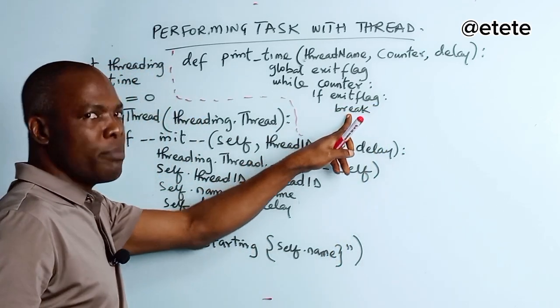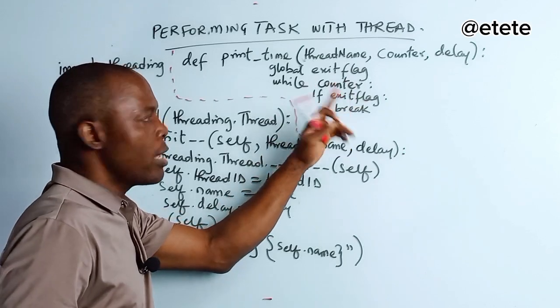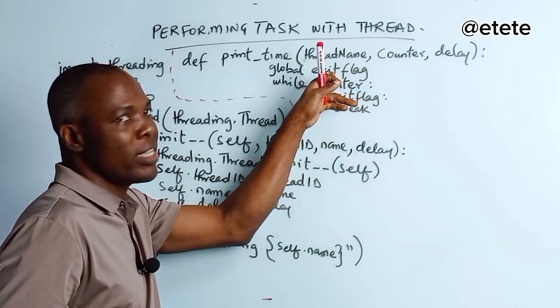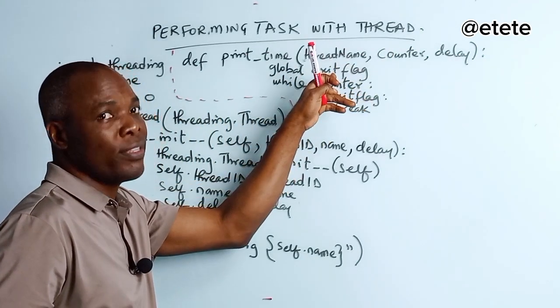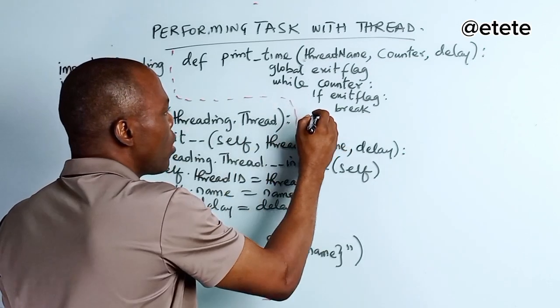Now this break statement means exit the loop. If exit flag, break. But if the counter is not equal to the exit flag, which is 0, continue the process. Do not come out of the loop.